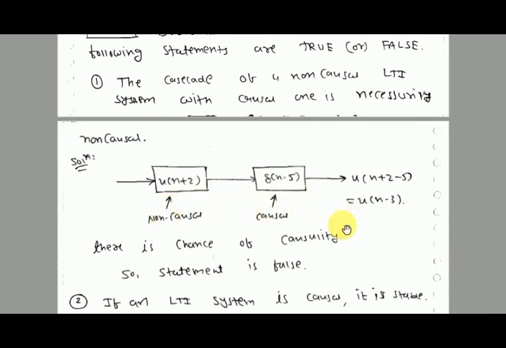Non-causal convolved with causal is not necessarily non-causal. It may be causal and may be non-causal. Here it says necessarily non-causal, that's why the statement is false. You can conclude using an example here. A non-causal system is u of n plus 2, it is non-zero for n less than 0, that's why it is non-causal. Del of n minus 5 is causal. And if you convolve these two, you get the resultant system u of n minus 3, which is causal. So the statement is false.